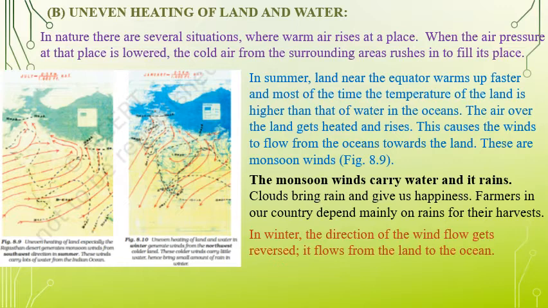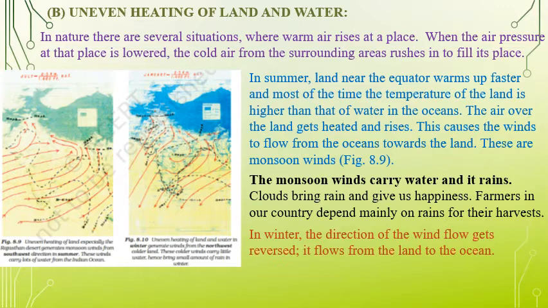During summer, land near the equator warms up faster, and most of the time the temperature of the land is higher than that of water in the oceans. The air over the land gets heated and rises. This causes the wind to flow from the oceans toward the land, and thus the monsoon winds happen. These monsoon winds carry water and it rains, and this rain is very helpful for the farmers of our country, and very important for a good harvest.